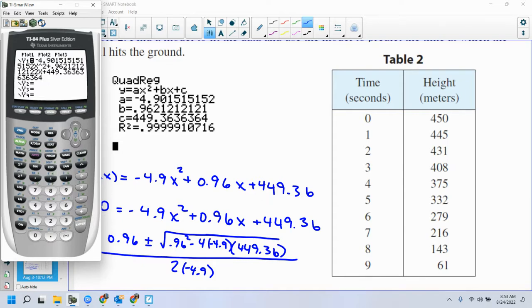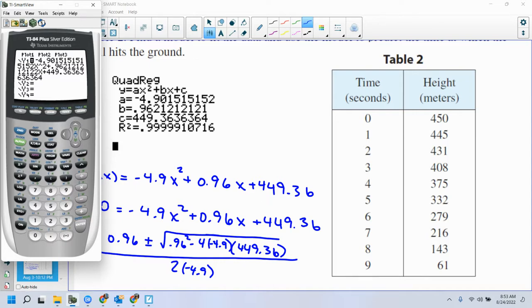Let me show you that again. Clear that out. It's got to be the last regression that you ran. When you're in y equals, you've got to go VARS, statistics, choice 5, and EQ to get to your regression equation. Okay, so there is my equation in.